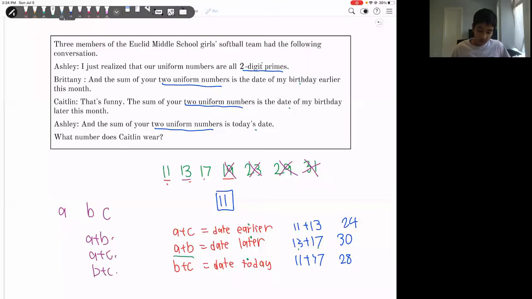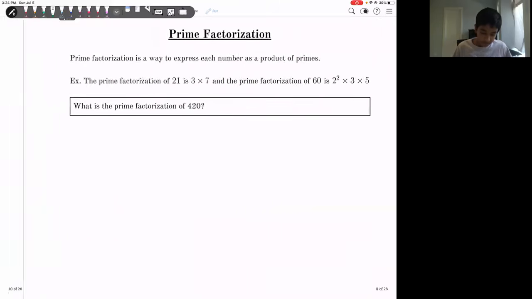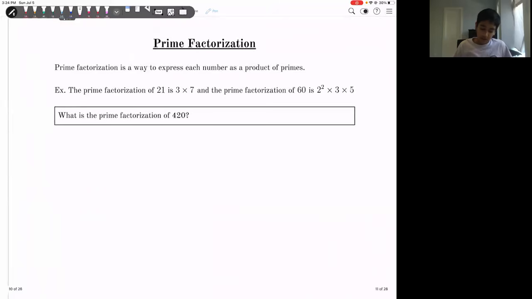Okay, so let's move on to this next problem. Now we're going to talk about prime factorization. Prime factorization is a way to express a number as the product of its primes. 21 is 3 times 7. 60 is 2 squared times 3 times 5. You might already know this, but let's just quickly go over it with a quick example.